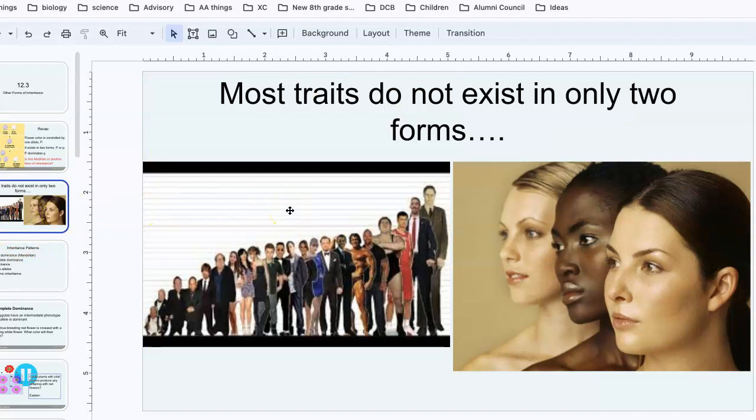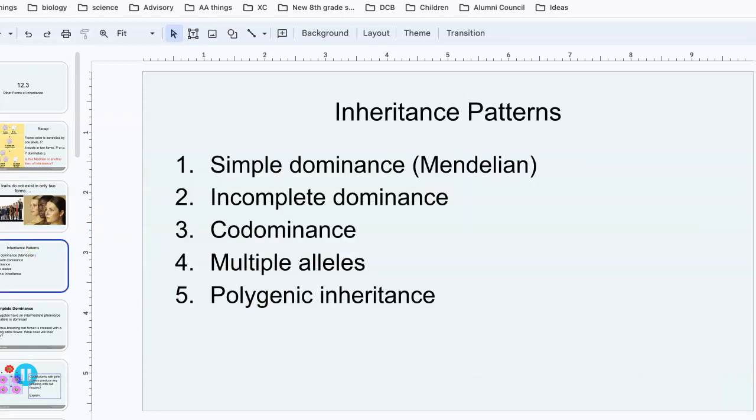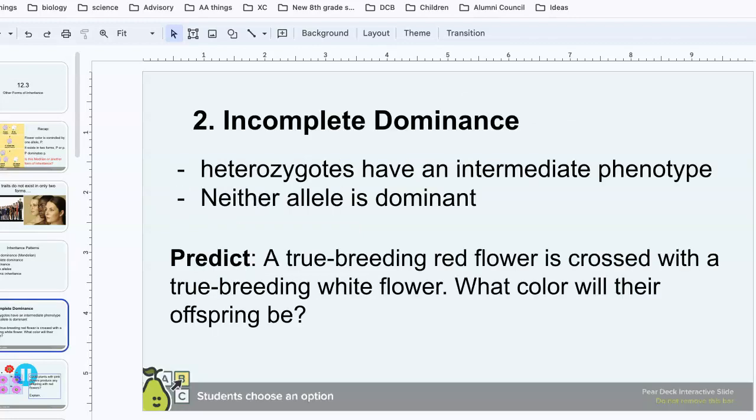However, as we know, most traits are not just one or the other. There are several forms, whether it's skin color, eye color, height, a whole bunch of things fall within a range. And so we have our simple dominance ones that we've done, which is Mendelian, but then we have incomplete dominance, codominance, multiple alleles, and polygenic inheritance, which will be the things that you will read about, but we'll lecture about first. And so whenever we have incomplete dominance, that means that there is an intermediate phenotype.